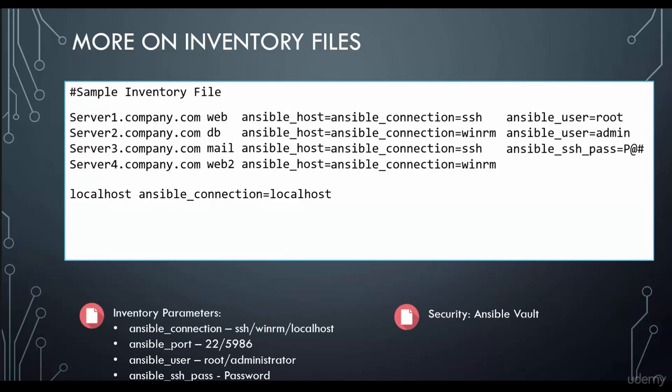We also looked at inventory files and how they are defined. We looked at the inventory file parameters such as Ansible connection, Ansible user, Ansible password, etc., and why and where they're used.